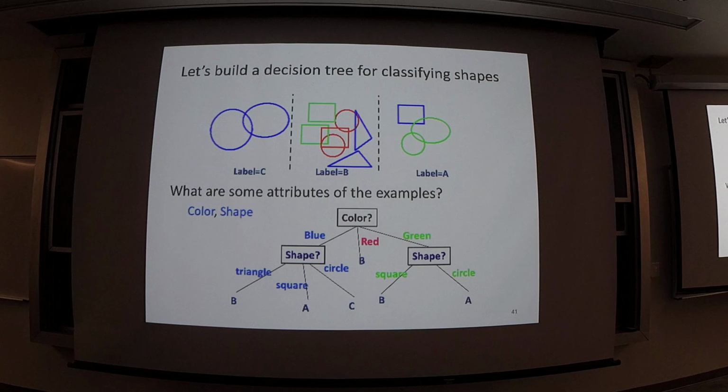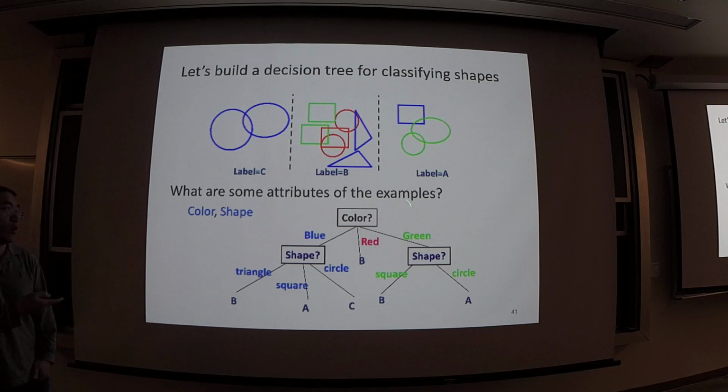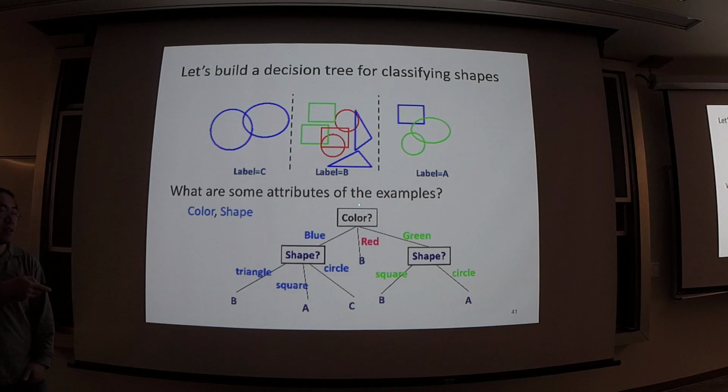So when we finish the tree creation, how can we use this tree to make a prediction for a new example? Say I have a new example which is a right triangle. How can we predict the label of the right triangle? Basically, we start with the root and find the path from the root to the leaf, then we use the label on the leaf as our prediction.